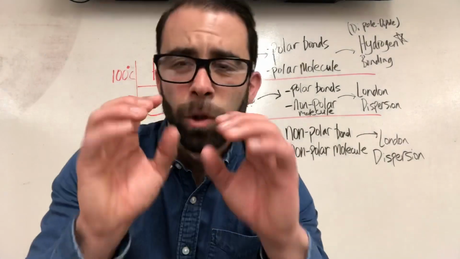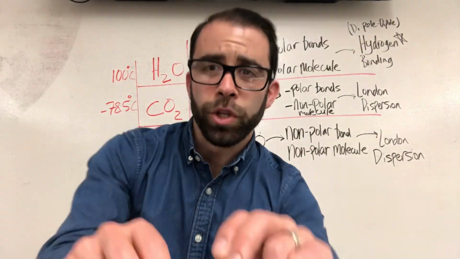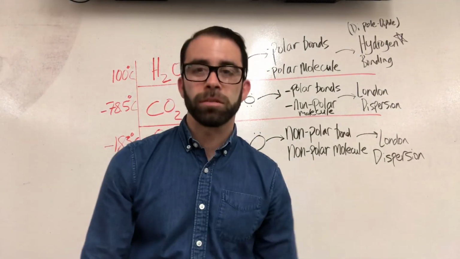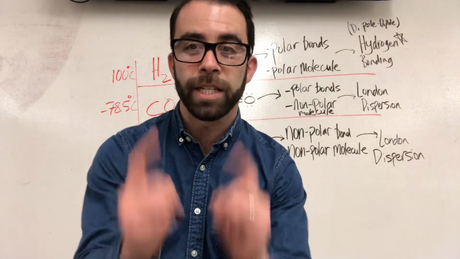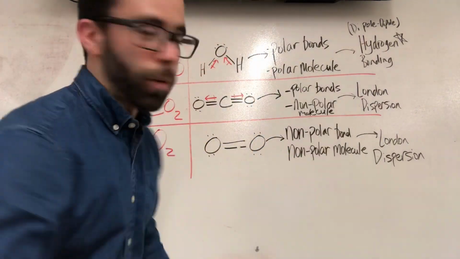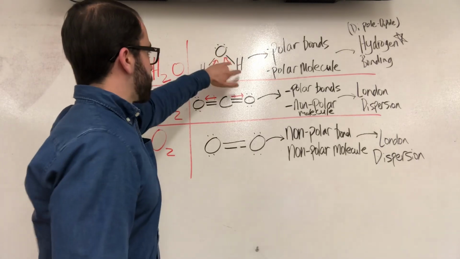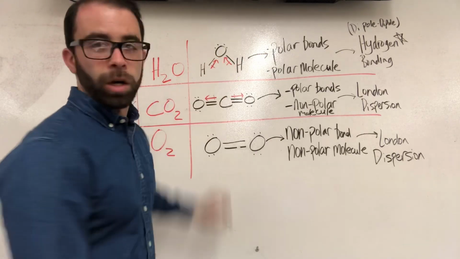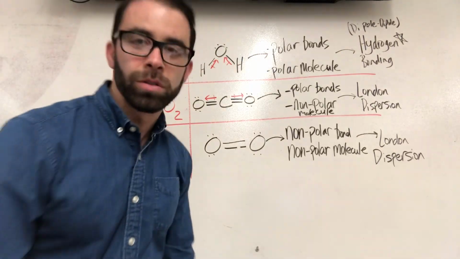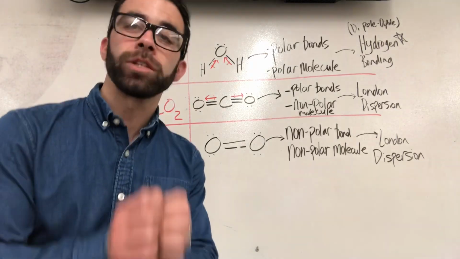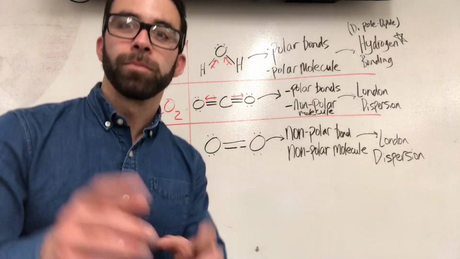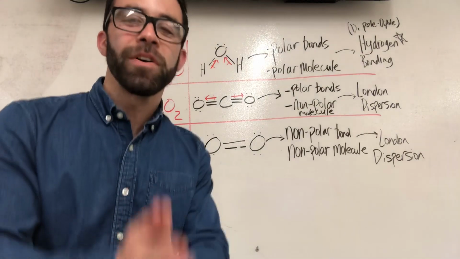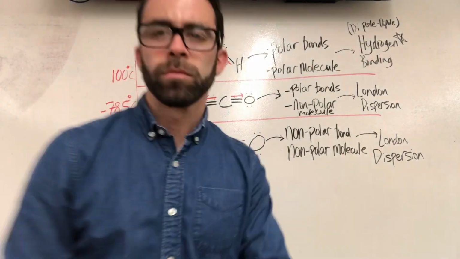Polar bond. So bonds are polar when you have two atoms of different electronegativities. So it looks like this. Okay, it's got this bent shape. And these arrows are called dipole arrows. The dipole arrows point towards the atom that has the higher electronegativity.